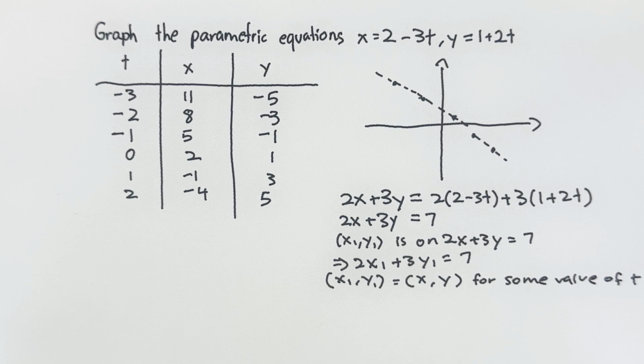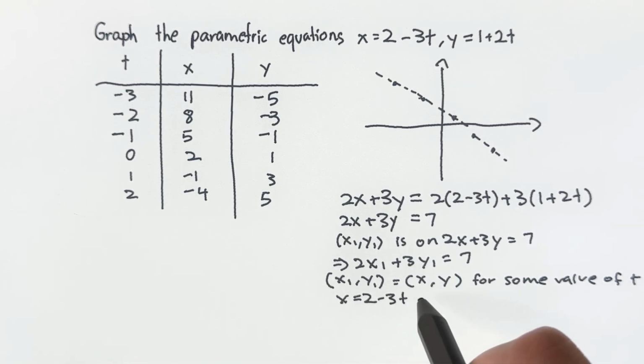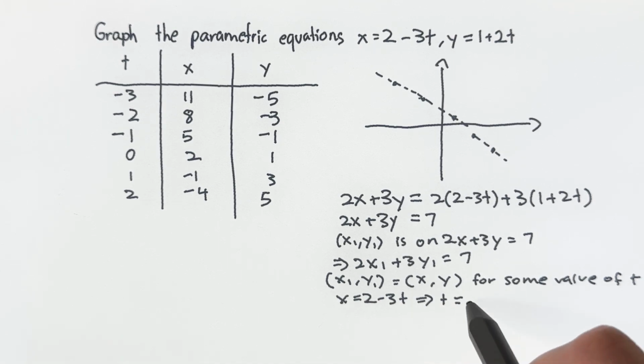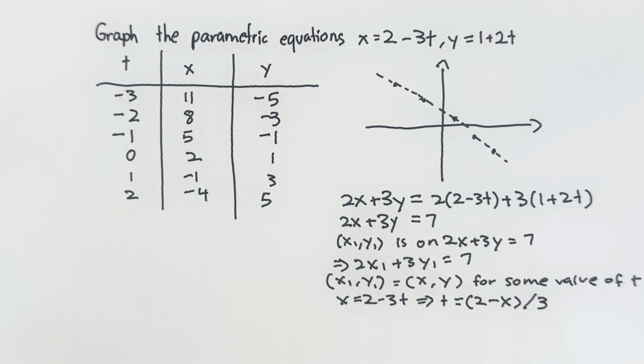To find that t, we solve the parametric equation x equals 2 minus 3t for t, which gives us t equals (2 minus x) divided by 3. So we let t equal (2 minus x1) divided by 3 in the parametric equations. So we have x equals 2 minus 3 times (2 minus x1) divided by 3. And this equals x1.